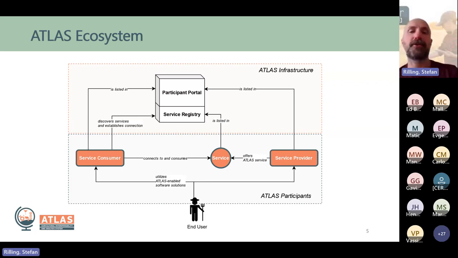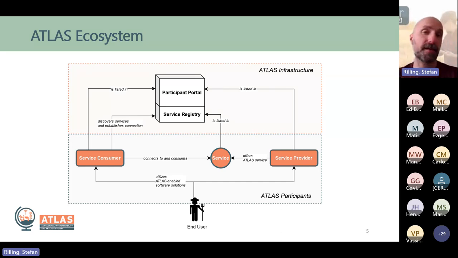The central components which are shown here are the service registry, or the Atlas registry. This is a very, very important part of the infrastructure. Here, all the services are listed, and with these services, the information on how to interconnect them on a technical level. We furthermore have a component which we call the participant portal. This is the main interaction point for all Atlas participants. The participant portal provides a user interface where you can register your Atlas compliant services and your company, so that all the information needed to interconnect different systems is available.